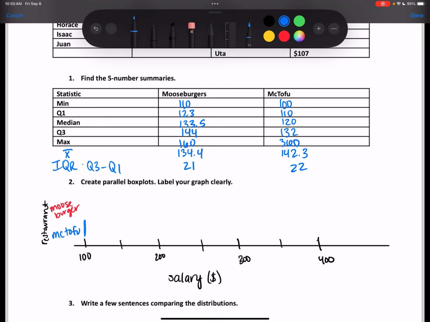Actually, I am going to have to find the fence, so I'm going to have to do that. And I'll do that in a second. So then my Q1 is 110. Median is 120. And Q3 is 132.